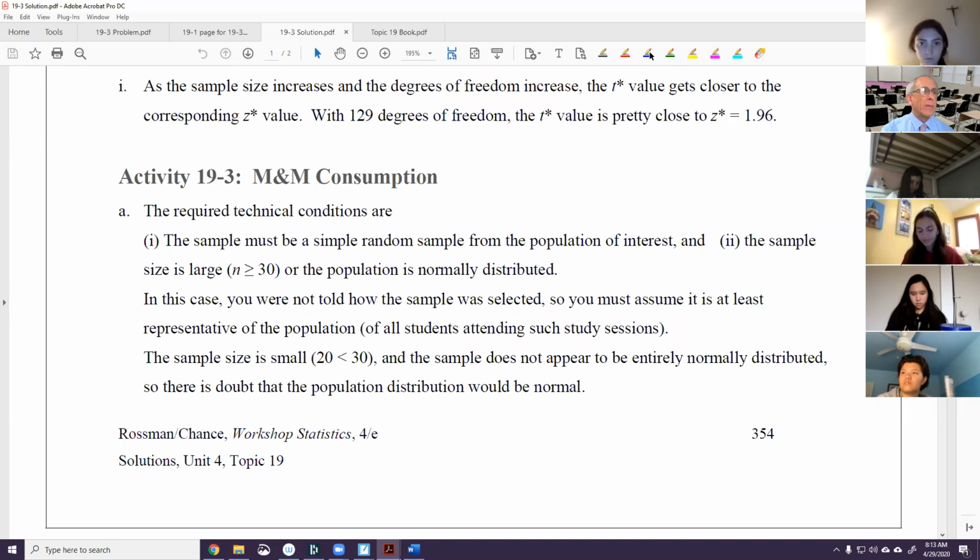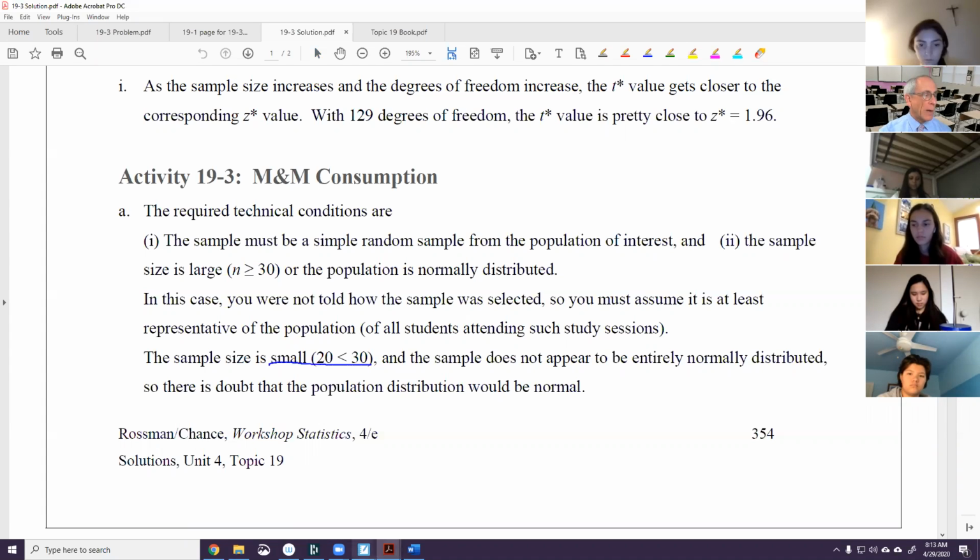Let's see if I can actually write on this. It's possible. Okay. So we weren't told how the sample was selected. I would guess if they're giving it to us as a problem, it's okay to think that part was done correctly. The sample size was small. It was less than 30, so it's not greater than 30. And she says it does not appear to be entirely normally distributed.